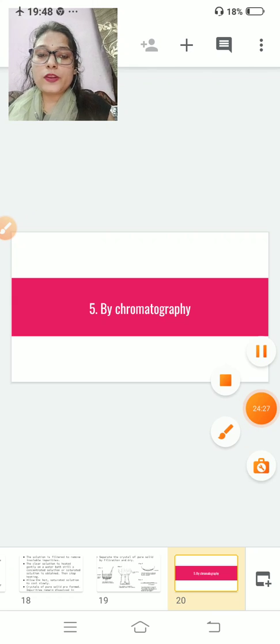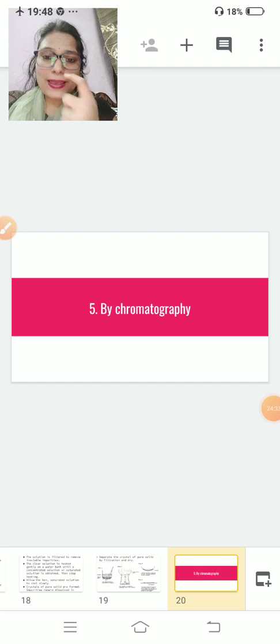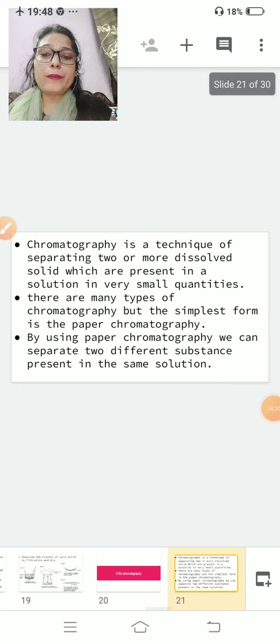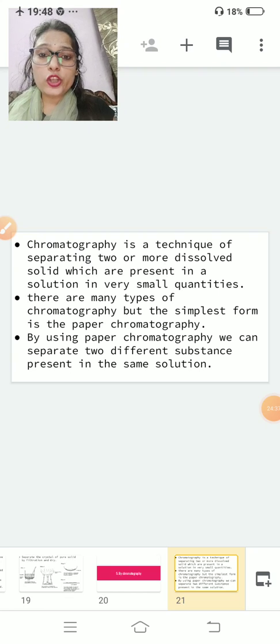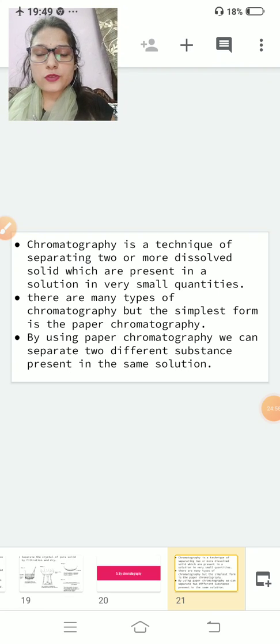What is our next separation technique? Our next technique is chromatography. Chromatography is a technique of separating two or more dissolved solids which are present in a solution. Here, not only one solid is dissolved, more than one solid is there. If you want to separate two or more solids, you will use chromatography. There are different types of chromatography.